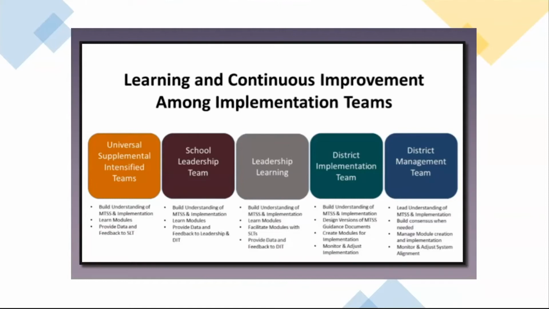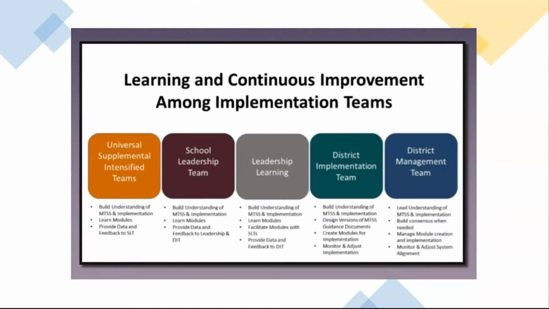However, what we did this year was we repurposed the school leadership team to be more specifically focused on how are we going to learn about MTSS? How are we going to have a shared understanding of MTSS in order to move forward with all staff within Avon? And then finally, the last step, universal, supplemental, and intensified teams.